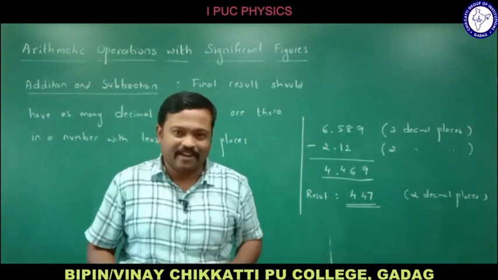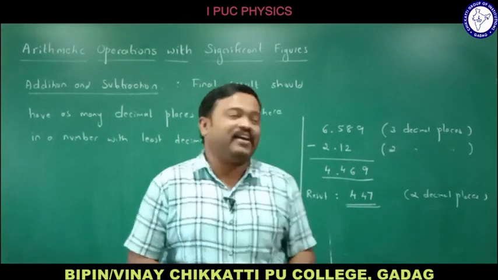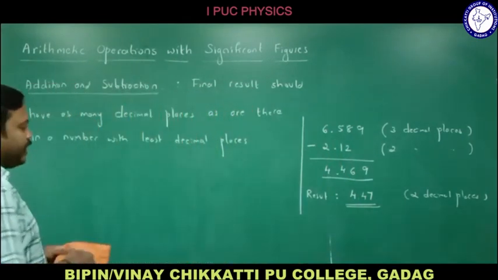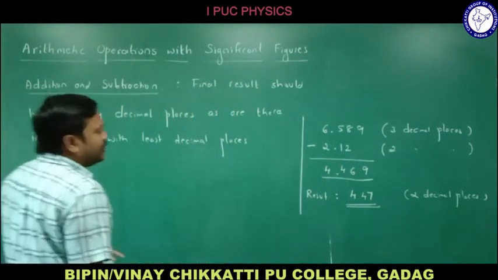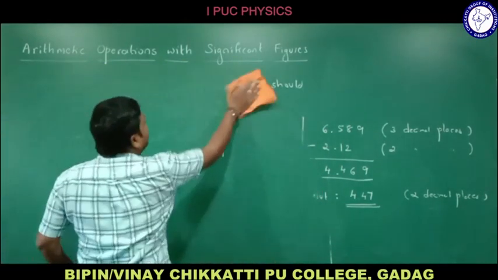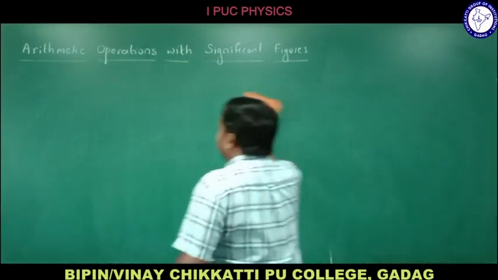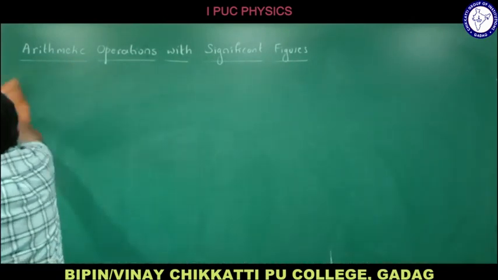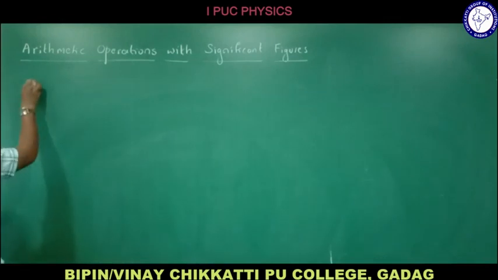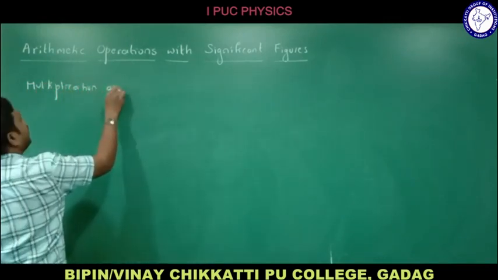This is how we apply it, right? So whenever you add or subtract, see the decimal places, right? Okay, this is the first rule, addition and subtraction. Let me go with the next, multiplication and division here, right? What we need to see whenever you multiply or divide the numbers. Okay, the next subheading is multiplication and division.